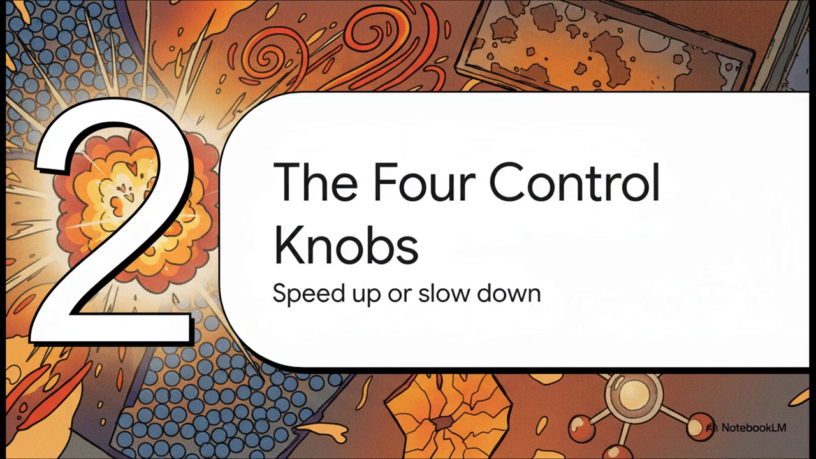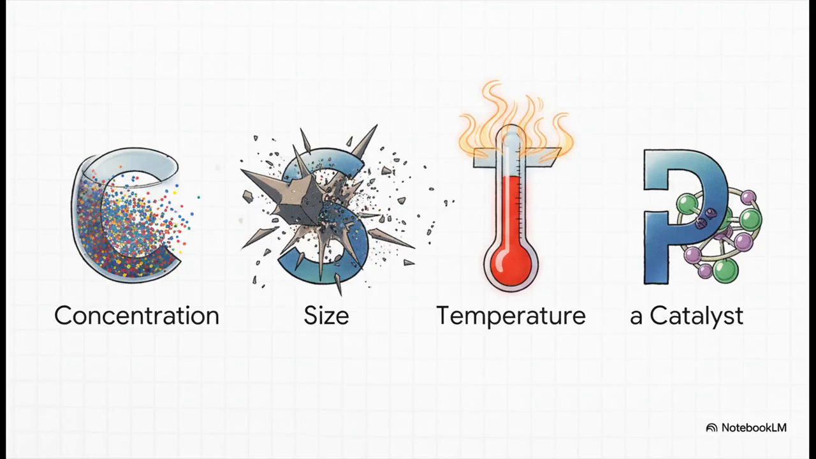Okay, now for the fun part, the controls themselves. It turns out there are 4 main factors, 4 main knobs we can turn to speed up or slow down pretty much any reaction. And they are concentration, size, temperature, and something called a catalyst. And here's a little trick to remember them. Just think of the letters C, S, T, and P. Let's dig into what each one of these does.